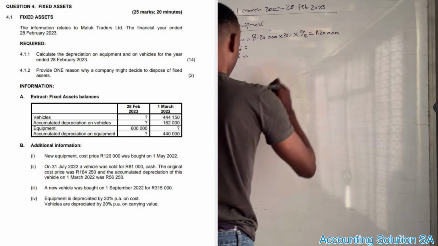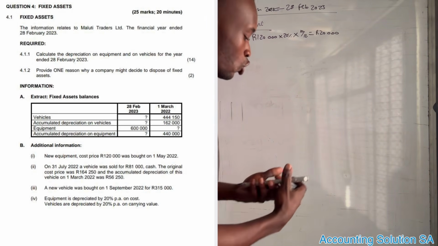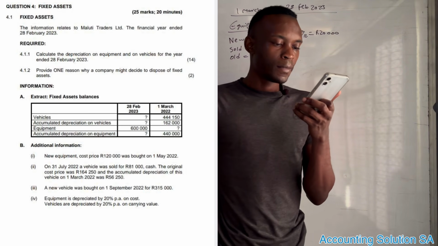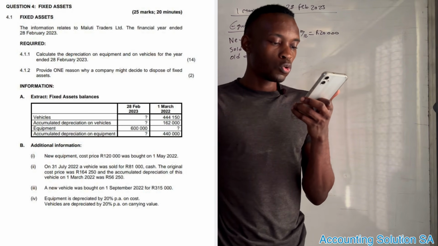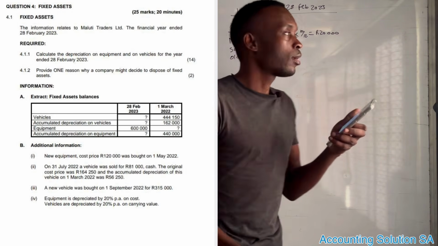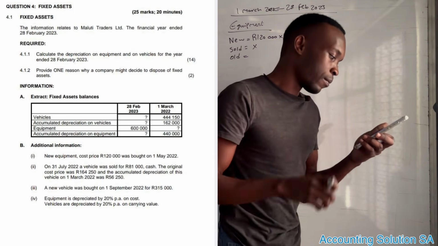We are not done. And this is only 2 marks. A sold one. Let's check if we have a sold equipment. Information number 2 is related to vehicle. Number 3 is related to vehicle, which means that we don't have one. Which means that we have only the old one.